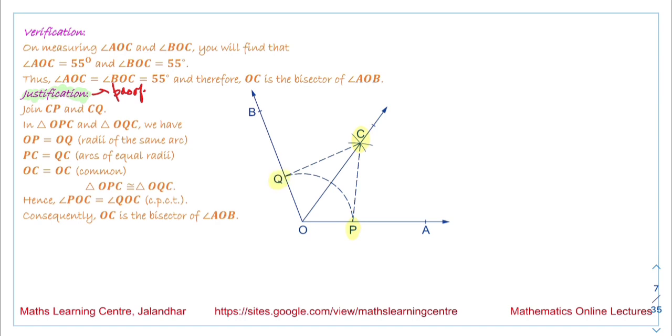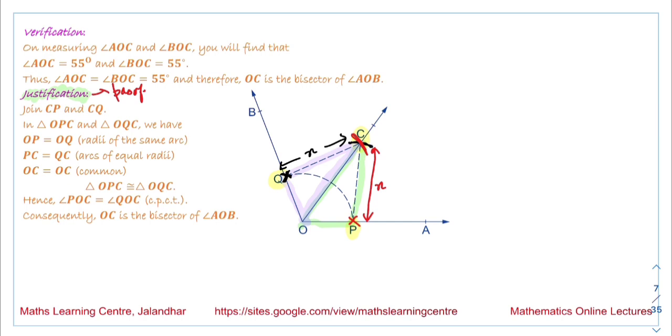Now in triangle OPC, we are talking about this triangle over here, and the second triangle is OQC. We are talking about these two triangles. What we have done is, from the point P, we have kept the compass at point Q and we have marked this arc. Suppose its length is x. Then we have kept the compass at point P and we have marked this arc, and suppose this length is also x. Now both these lengths are equal.